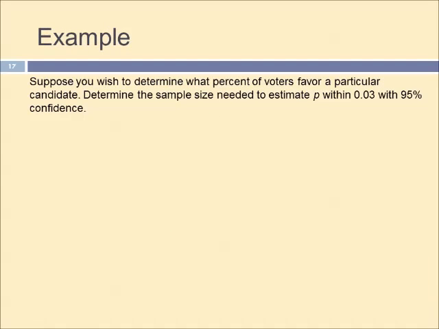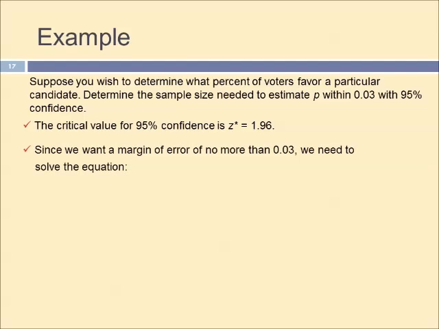Suppose we want to determine what percentage of voters favor a particular candidate. We want to determine the sample size needed to estimate the population proportion within 0.03 with a 95% confidence level. So the critical value, z star equals 1.96. Since we want a margin of error of no more than 0.03, we need to solve the following equation.